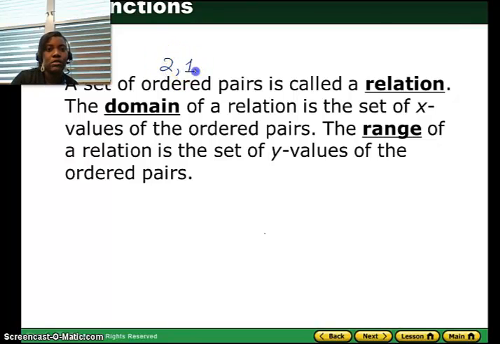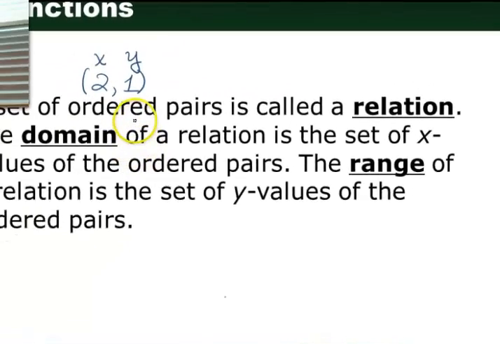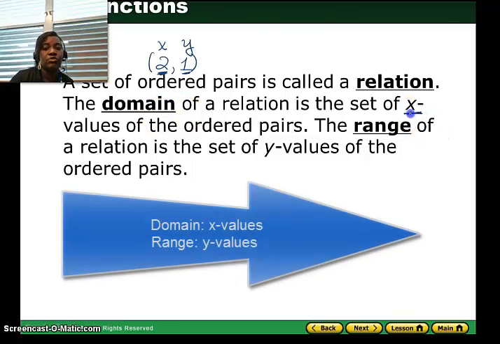So this right here will be our x value and this will be our y value. Similar to the alphabet, x, y, so x always comes first. If we want to find the domain here, the domain will be 2 and the range will be 1. Again, the domain is the x values and the range is the y values.